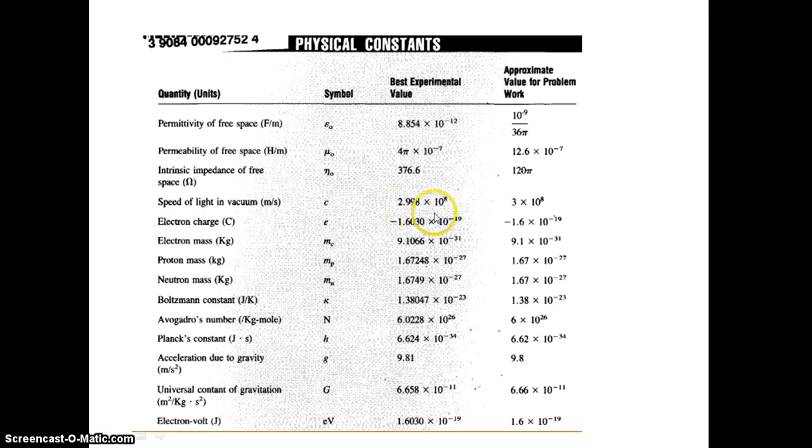Speed of light is 3 into 10 power 8 meter per second. And electron charge is minus 1.6 into 10 power minus 19, and the unit is coulomb. And electron mass is 9 into 10 power minus 31. Similarly, all the other units and their values are given here.